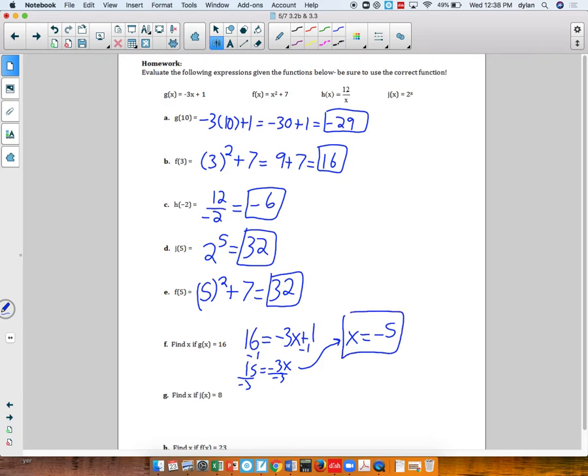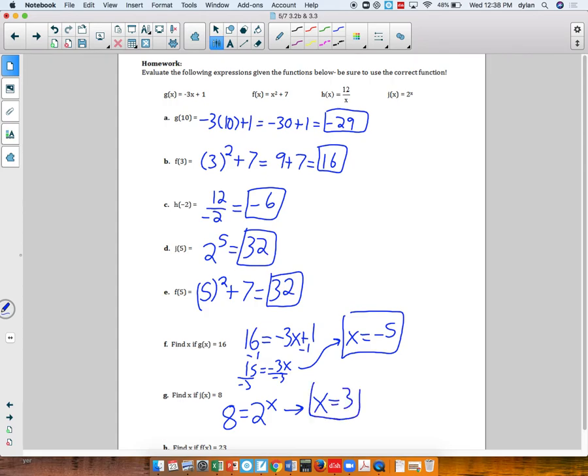So then the next one, number 8, find x if j of x equals 8. So here we're going to say 8 equals 2 to the x. We haven't actually learned how to solve this algebraically yet, but you know that 2 to the 3rd equals 8, which tells you that x equals 3.